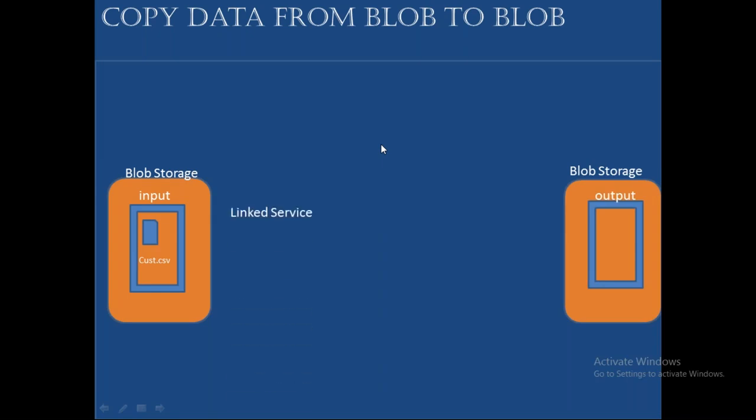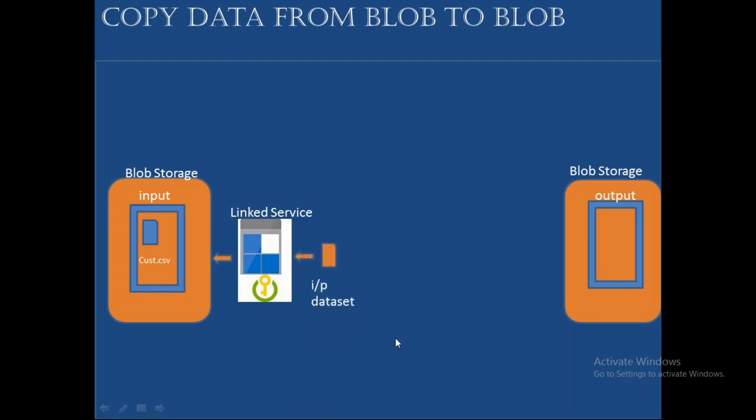So the first thing we need to do is create the linked service. What is a linked service? A linked service is nothing but a connection string. I should be able to connect to the blob storage in order to access the data from the storage. That's why I need to create a linked service. Okay, I created the linked service. Then what will I do? I will create the data set.